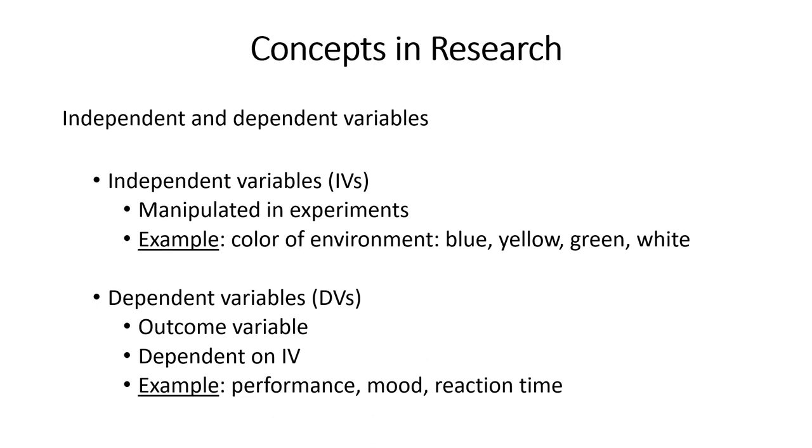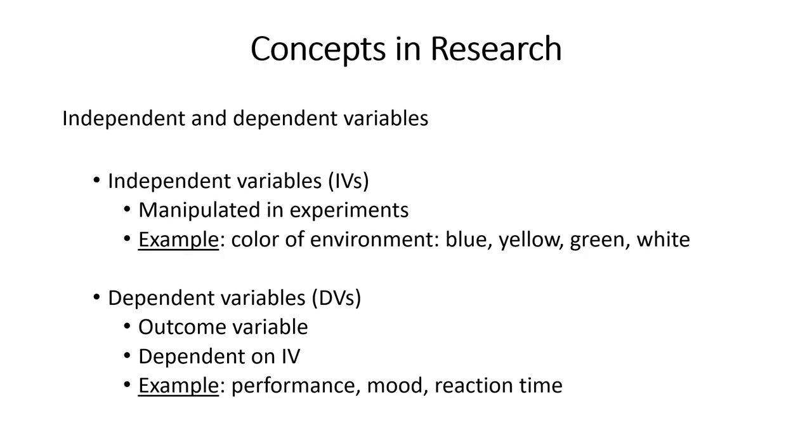So, independent variables are those which can be manipulated in an experiment. As I said, independent variables are also called predictor variables, and these are the variables which the experimenter has full control on. Examples of independent variables are colors of the environment, blue, yellow, green, white, or it could be in terms of what feedback you are getting from the car software, or it could be in terms of what teaching method a teacher uses to teach a class.